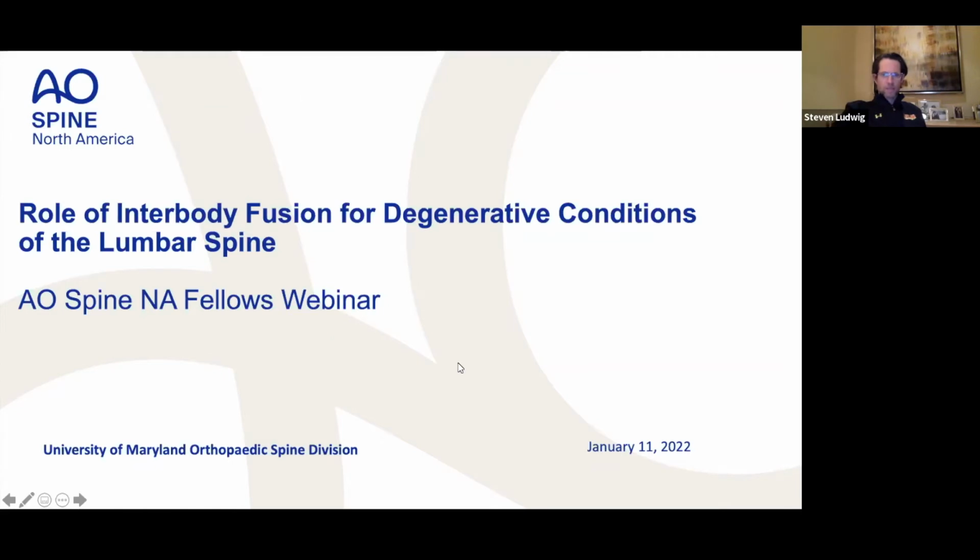And essentially the topic that we're going to be discussing is one that's common to everybody that's been on the call during your training or your fellowship. I'm sure you've all been exposed to interbody fusions for degenerative conditions of the lumbar spine. And really what we're hoping to take home with the case review and the literature review is to better understand what that role is in your armamentarium for our patients.